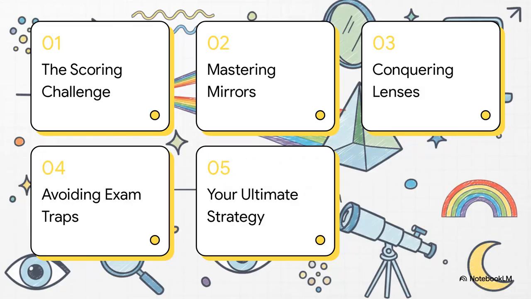So here's our game plan. We're going to start with why this chapter is so important for your score. Then we'll break down the formulas for both mirrors and lenses. After that, we'll tackle the most common exam traps people fall into. And finally, we'll put it all together into your ultimate strategy for success. Sound good? Let's get started.